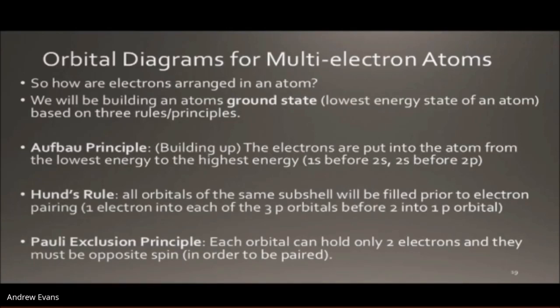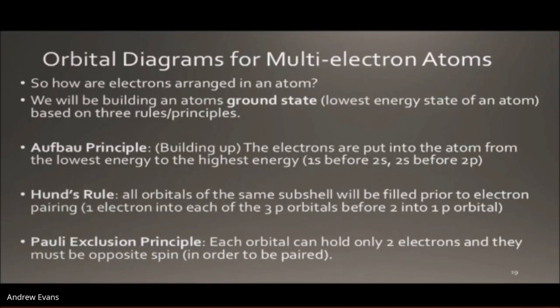Hund's rule: all orbitals of the same subshell will be filled prior to the electrons being paired. Basically, when I have 3 orbital choices, all of the same energy, I'd rather put electrons as far away from each other as possible before I pair them up. Because electrons are negative. Put 2 negative charges together, it's not too easy. I'd rather keep them far away. I'd rather socially distance these electrons before I start pairing them up.